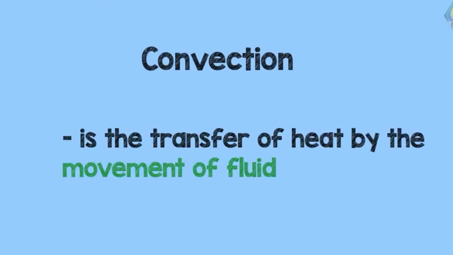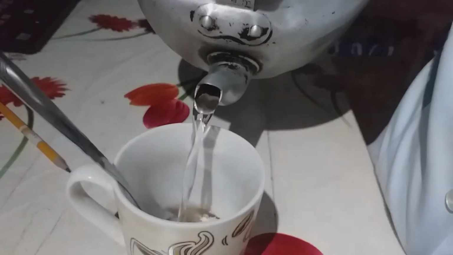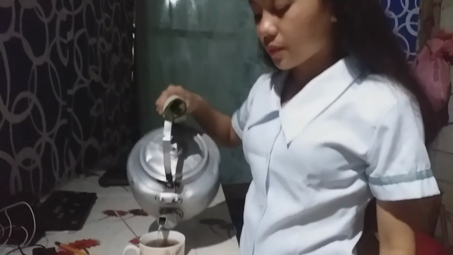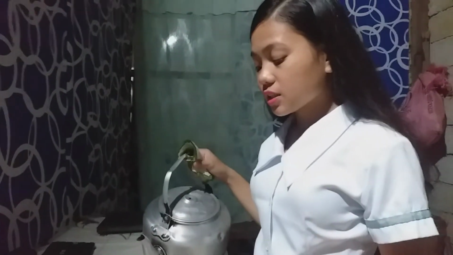So now let's proceed to convection. It is the transfer of heat by the movement of fluid. Okay, so hot beverages or hot coffee is another example of convection. You know why? It is because of the steam coming out from the hot coffee, which is another form of warm air rising because of the heat from the fluid.